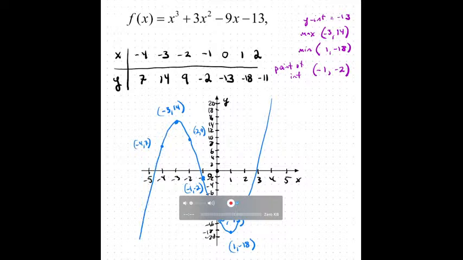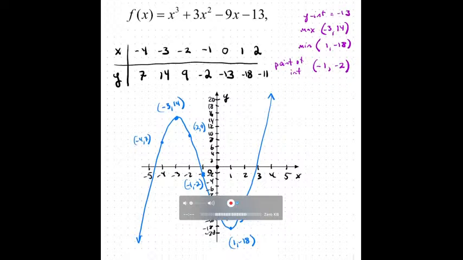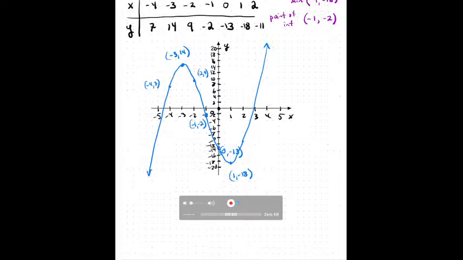Okay. So let's notice all of our features were highlighted. The y-intercept was negative 13. You see it there. Max value, negative 3, 14. You see it there. Relative min, you see it here. Point of inflection, where it goes from concave down to concave up, is here. So on and so on, okay? So that's us doing it by hand. Let's compare that to the computer-generated notes.